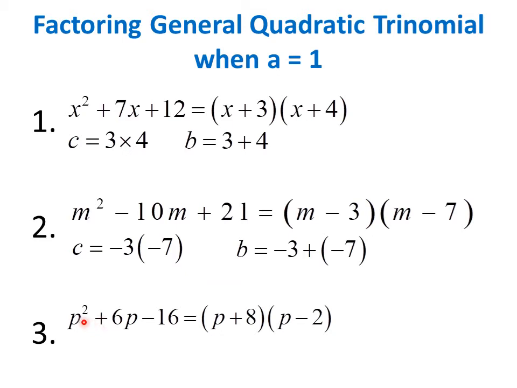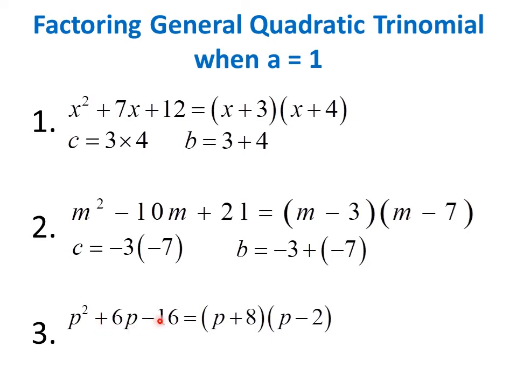Next problem. Let's say we have to factor p squared plus 6p minus 16. This is a general quadratic trinomial with a equal to 1, so for the factors we have two binomials. The square root of p squared is p, so we have a p here, and over there we have p. Now we have to look for two numbers. What are the factors of 16 that can add up to 6? 1 times 16 won't add up to 6. How about 2 times 8? Yes, they can add up to 6. So let's consider 2 and 8.